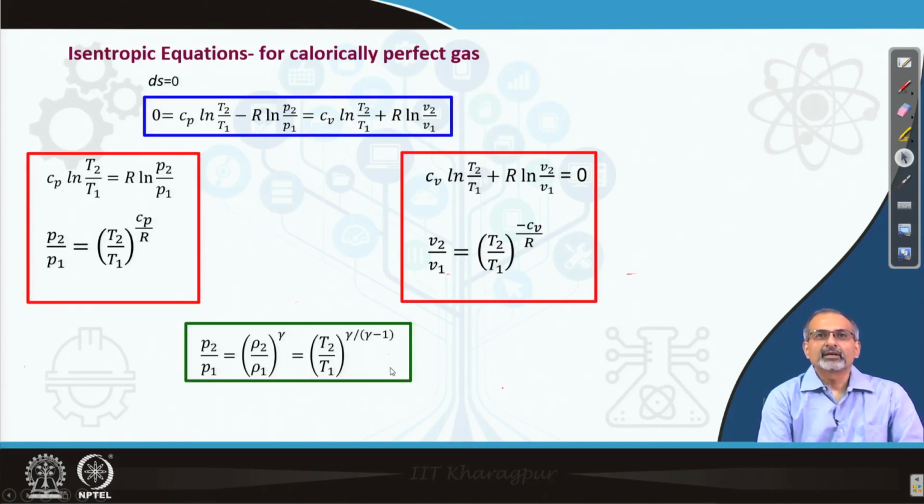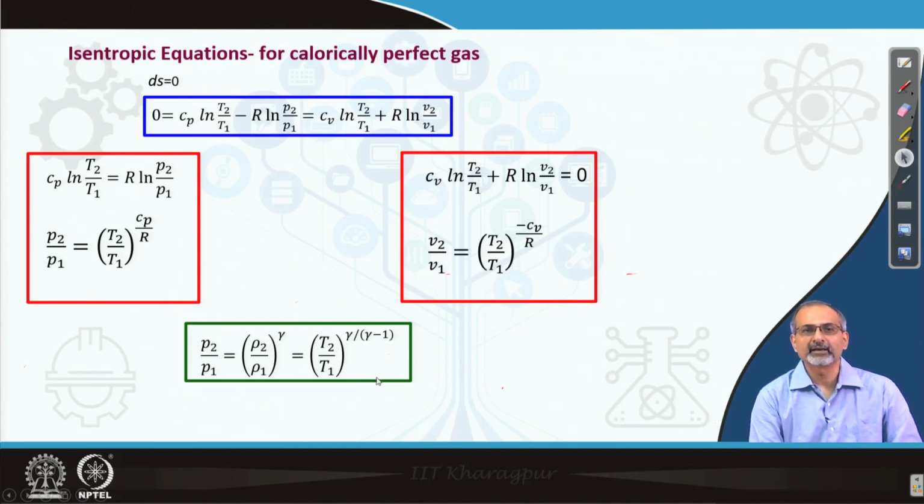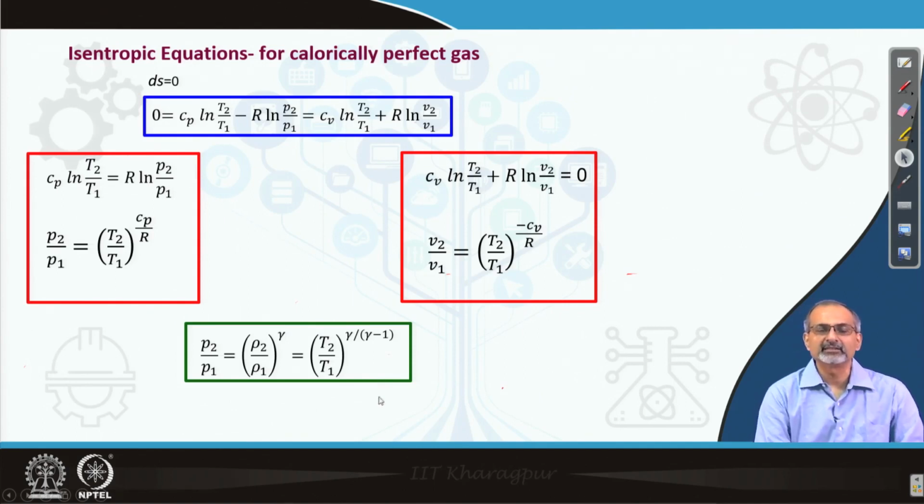Isentropic equations for a calorically perfect gas can be derived from the condition that ds is equal to 0, and therefore, from the equation that we had integrated, we can derive the condition that we show in the blue box to begin with. Then it branches off into the equations that we write in the two red boxes on the left and right, and finally it converges to what we have in the green box, in terms of the pressure ratio, density ratio and temperature ratio getting connected with each other, with gamma often appearing in the indices.